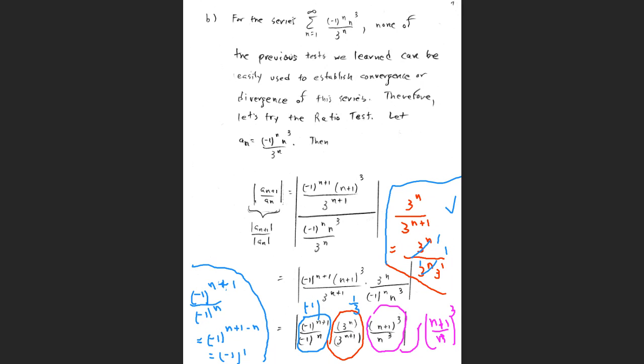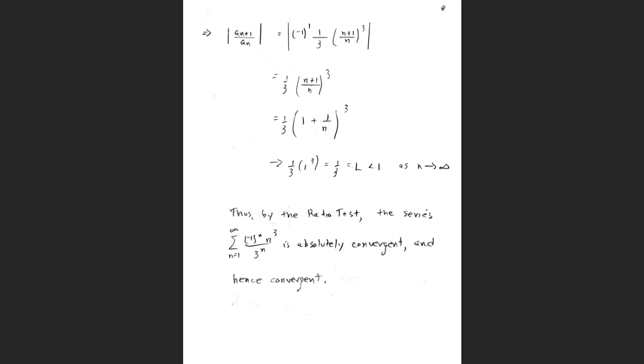So, okay, let's go to the next page and we have to find this limit for the ratio test. So here we go. The absolute value of the n plus first term to the nth term would then be, hold on, that would be -1 to the first power times 1/3 times n plus 1 over n to the cubed power.